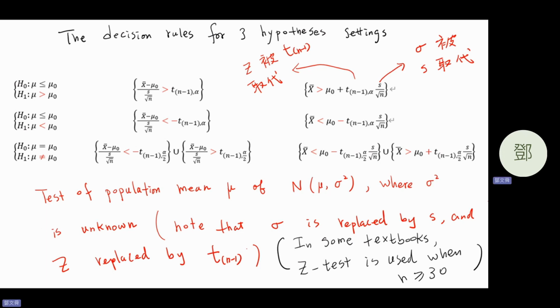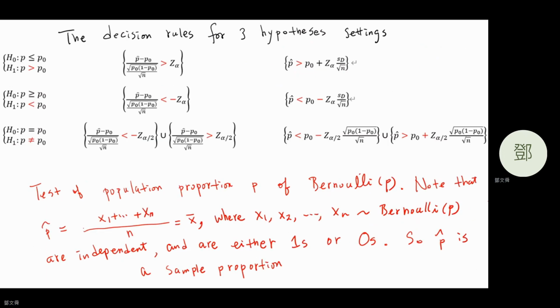And then let's go back. Let us go to the hypothesis testing for population proportion here. The decision rule for three hypothesis settings. The test of population proportion p of the Bernoulli scheme. Okay, we are still in a one population case.